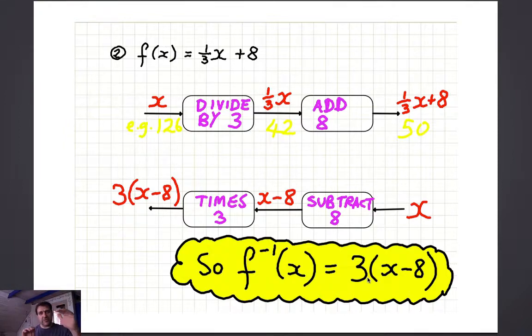Both of those functions will undo the effect of the other one. And you can test that by putting 126 in and then seeing that you get 50 out, and then putting 50 in the other one and seeing that you get back to 126. It doesn't have to be 126, I just randomly thought of that number. It should work for any number.